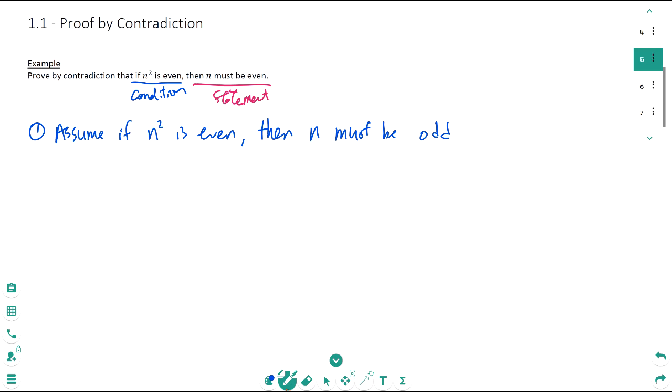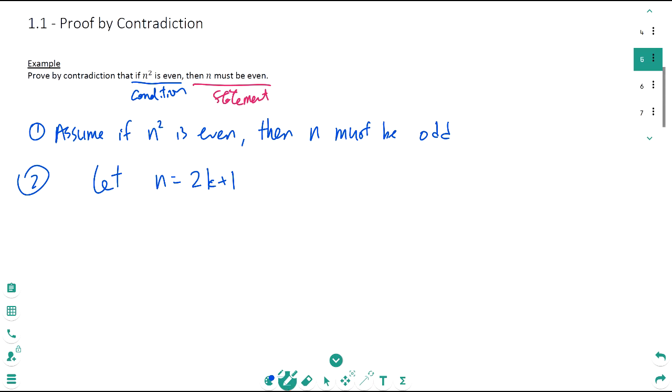Okay, second step, we'll do the math. We're going to let n equal 2k plus 1 because n must be odd. So what's the normal form of an odd number? 2k plus 1, 2n plus 1. Any favorite letter apart from n? 2a plus 1, 2b plus 1. If your favorite letter is x, 2x plus 1. So let n equal 2k plus 1.